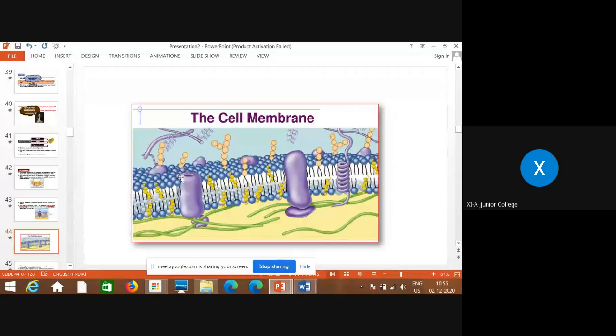When you see them along the periphery only, they are called peripheral proteins. When they are present throughout the lipid bilayer, they are called intrinsic. And when they are present just superficially, peripherally, they are peripheral proteins or extrinsic proteins.